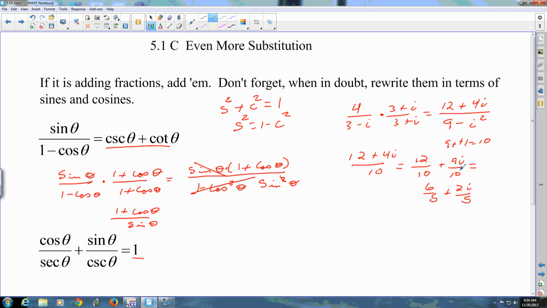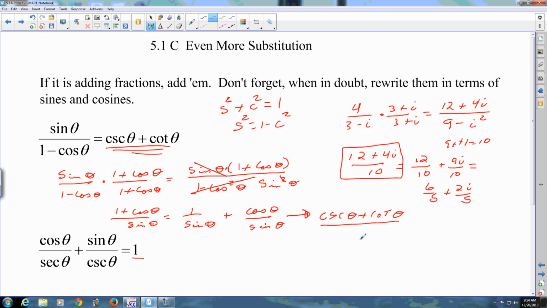Now, I'm going to draw your attention back over here. When you had this, the rule was because you had an i, you had to split it. Now, there's no i here, but I'm going to use this idea. I've got a sum on top, and I'm going to split it over a single fraction on the bottom. So that becomes 1 over sine theta plus cosine theta over sine theta, which becomes cosecant theta plus cotangent theta as required. So that would be your final answer.